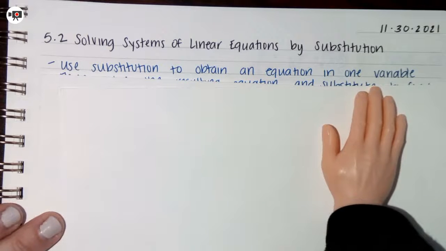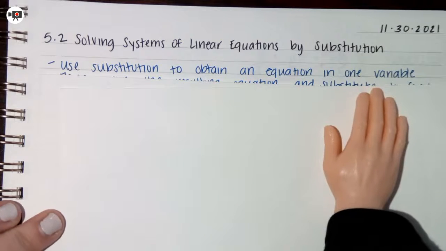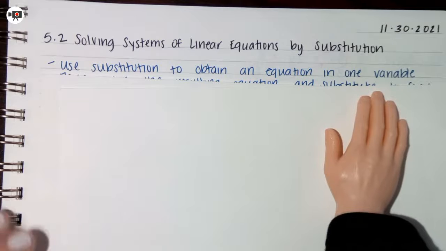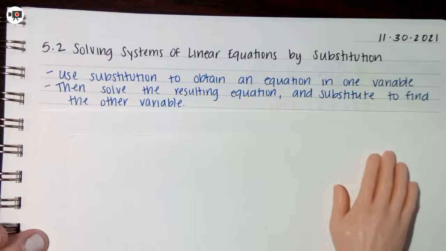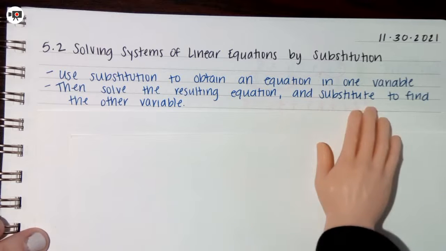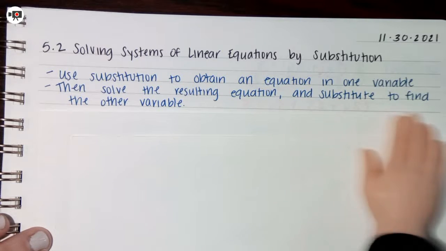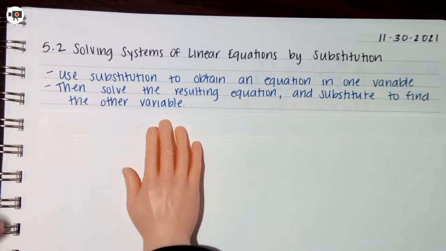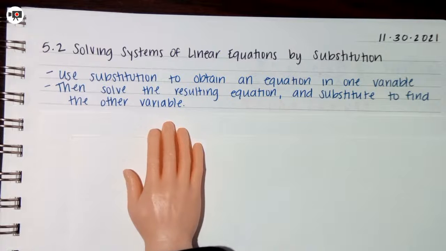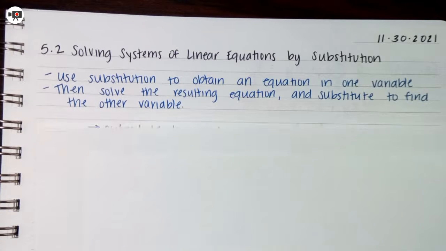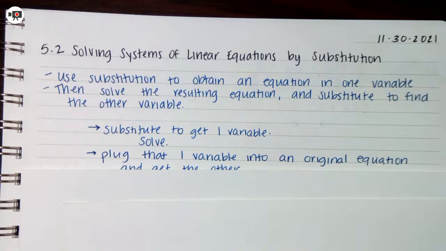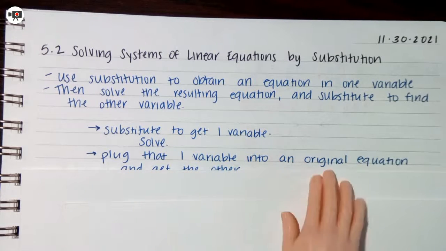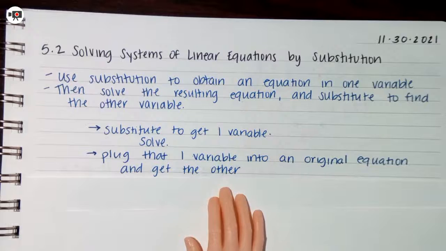So we want our equation to be only x's or only y's. Then we can figure out what one is. Then we solve that equation and substitute the answer into one of the originals to find the other variable. So find x, then plug it back in, and you can get y. So substitute to get one variable, solve it, plug it into an original, and you get the other variable.